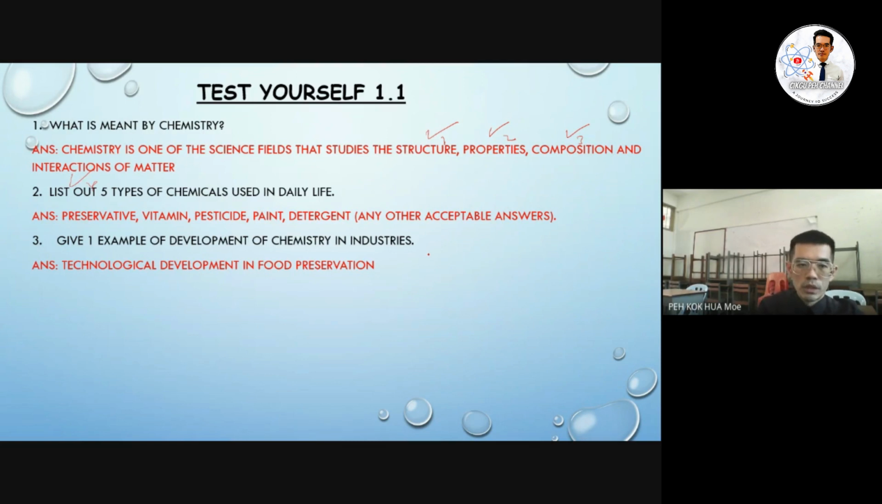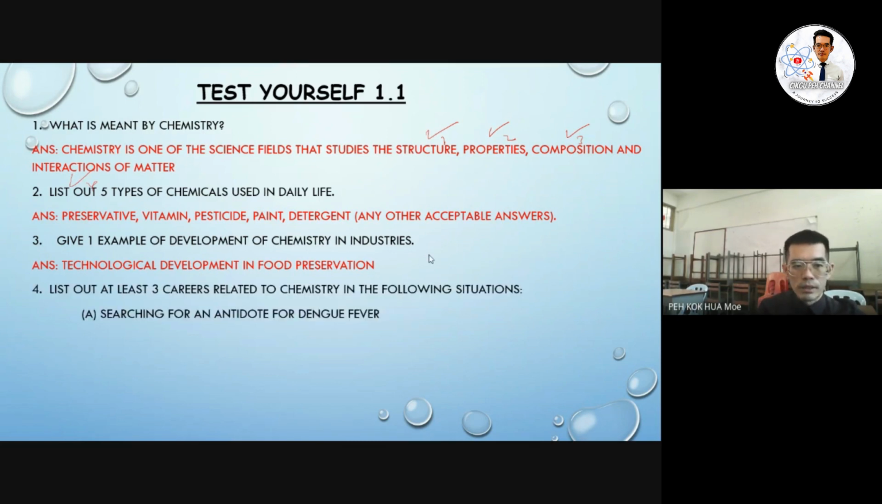And the next is to list at least three careers related to chemistry in the following situations. The first one is searching for an antidote for dengue fever. The antidote refers to the pharmaceutical field. Just now we mentioned that the related careers are doctor and pharmacist. A researcher is also acceptable as an answer.